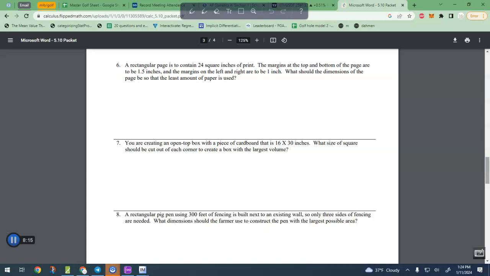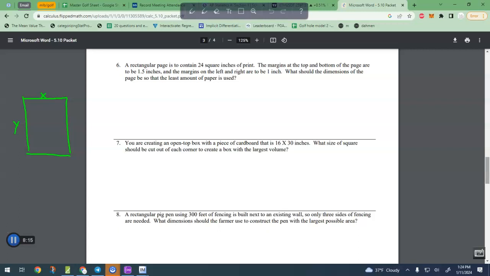Rectangular pages contain 24 square inches of print. There's margins on the top and bottom. So let's say I call this x and this y. What do I know is true about it? What equation can I make out of that, and what's given?